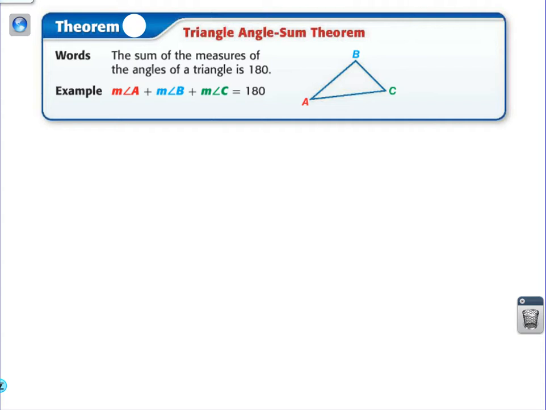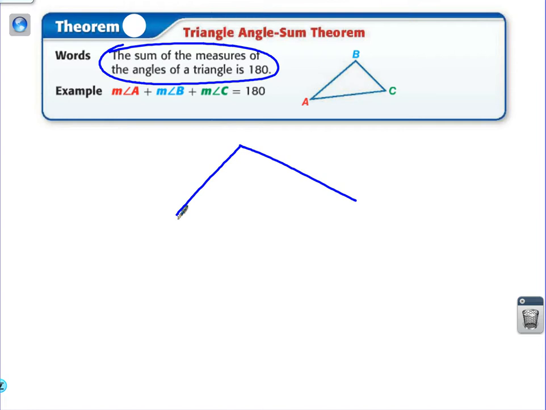The triangle angle sum theorem, which you might already know. The sum of the measures of the angles of a triangle is always 180 degrees. That's extremely important. You're going to be using it again the rest of the year. So the three angles of a triangle always have to add up to 180. This should make more sense now.